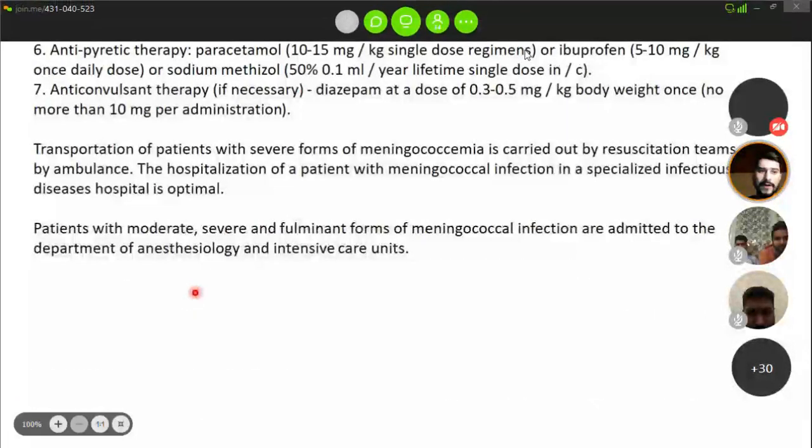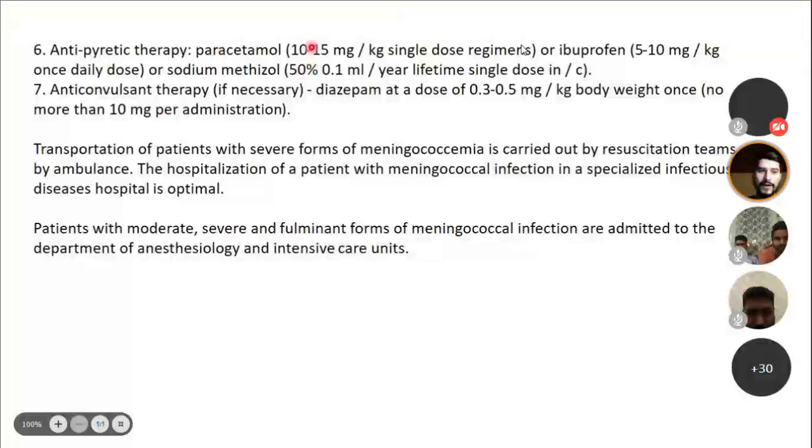So what you also do is antipyretic therapy, paracetamol, 10 to 15 milligrams. Now, remember, I told you about the antipyretic therapy. In this case, there's also paracetamol solution, which you can give intravenously. So this is actually a case where you would prefer to give liquid paracetamol to tablet paracetamol. Anticonvulsant therapy: diazepam, anything you have, you can give those.